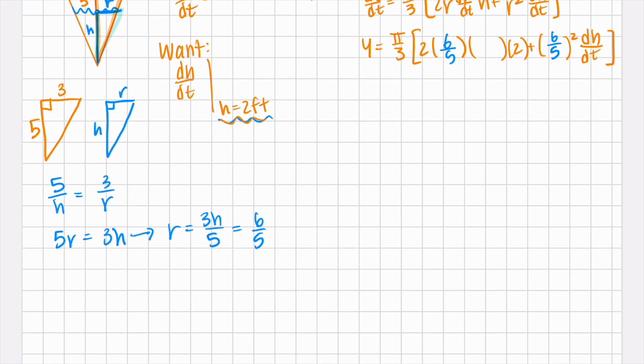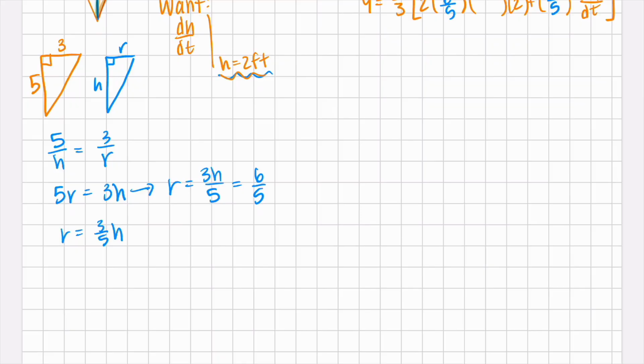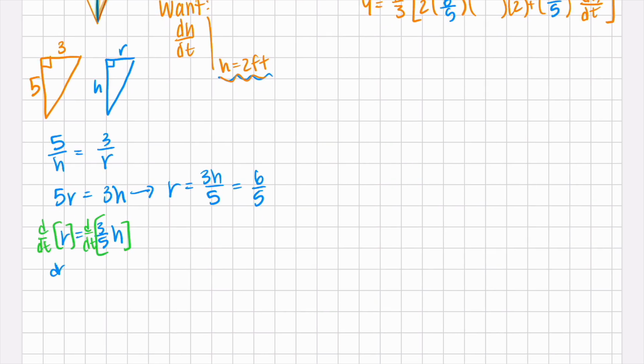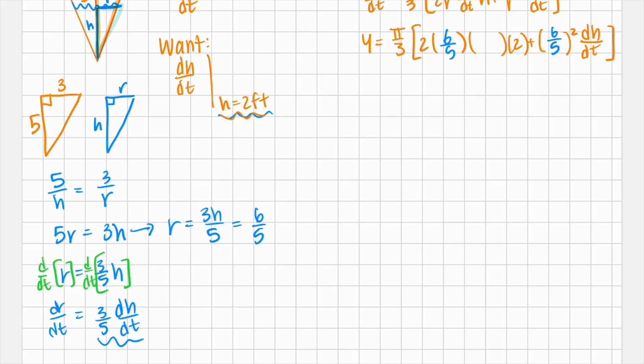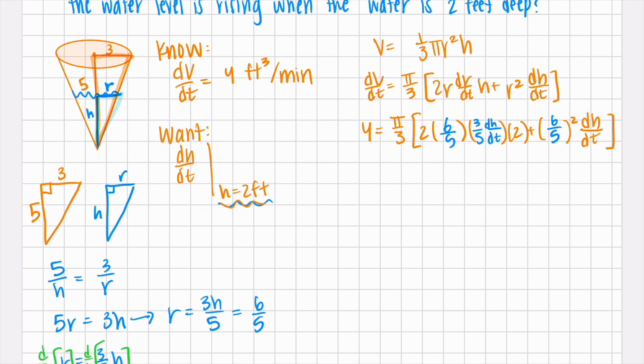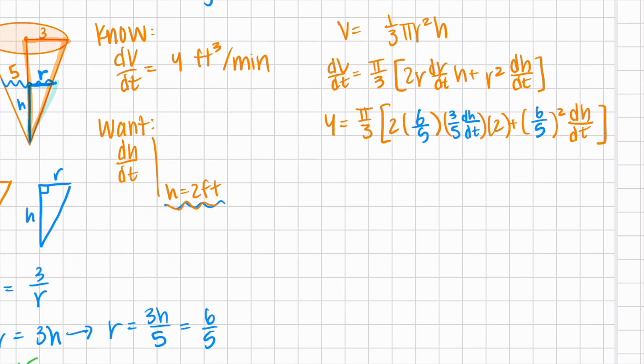Now we also need dr/dt. So I'm going to divide by 5 on both sides, 3/5 H. I'm going to take the derivative with respect to t on both sides because we want dr/dt. And we get dr/dt equals 3/5 dh/dt. So that's going to be our dr/dt. I'm going to plug it in, and it's okay that we have dh/dt in it because that's what we're solving for. And the rest is solving for dh/dt.